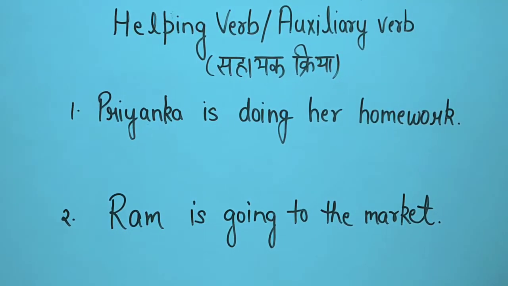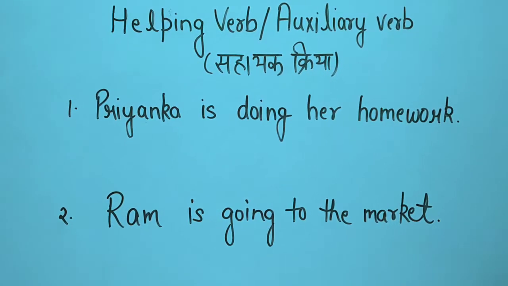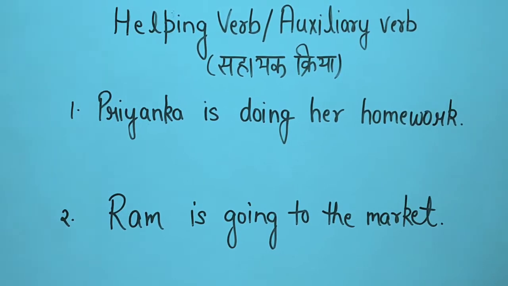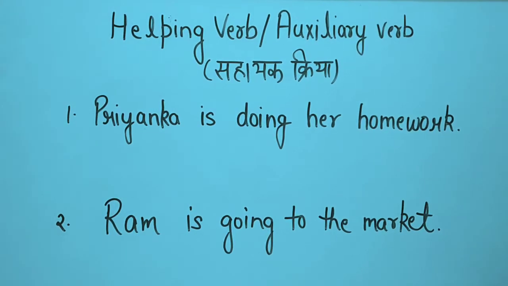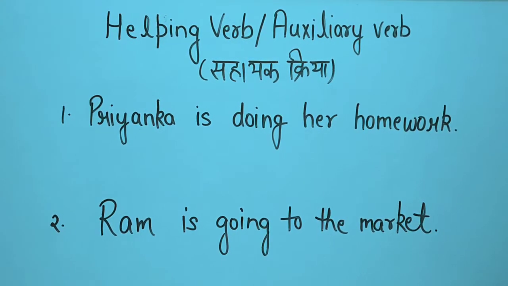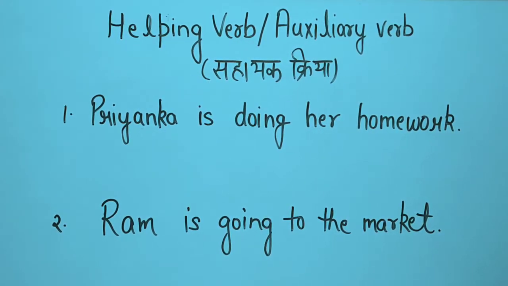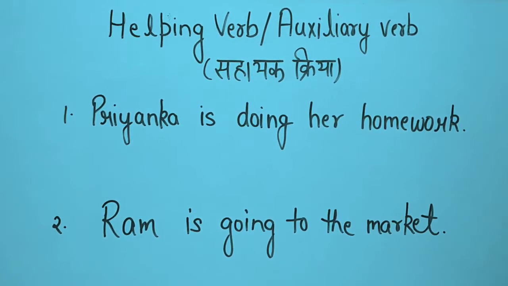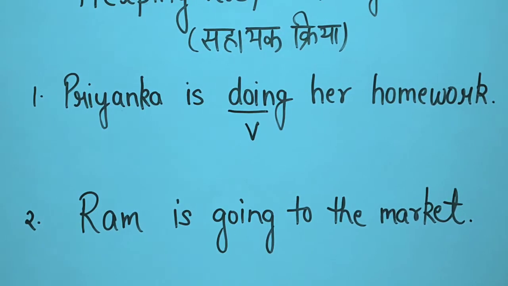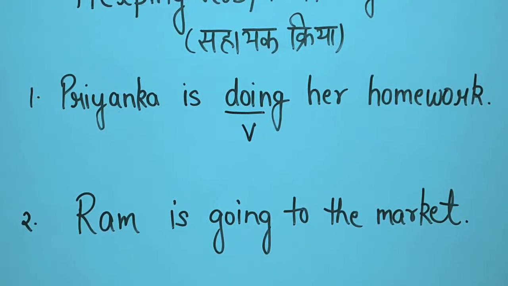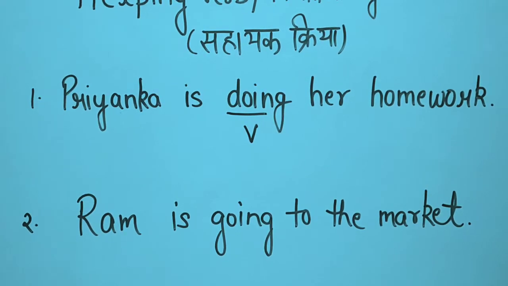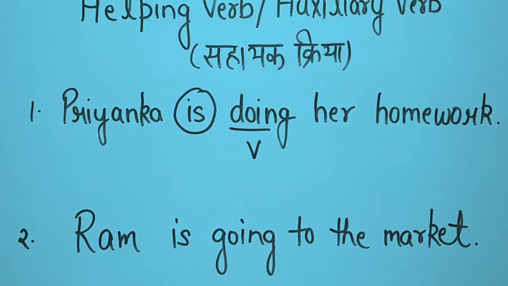See the first sentence, Priyanka is doing her homework. अभी हमने पढ़ा था verb. Verb क्या होता है? Action words और doing words. अब इसमें से action क्या हो रहा है? Doing is your verb. Priyanka is a subject, her homework is your object. But what is is? यहाँ पे क्या है?